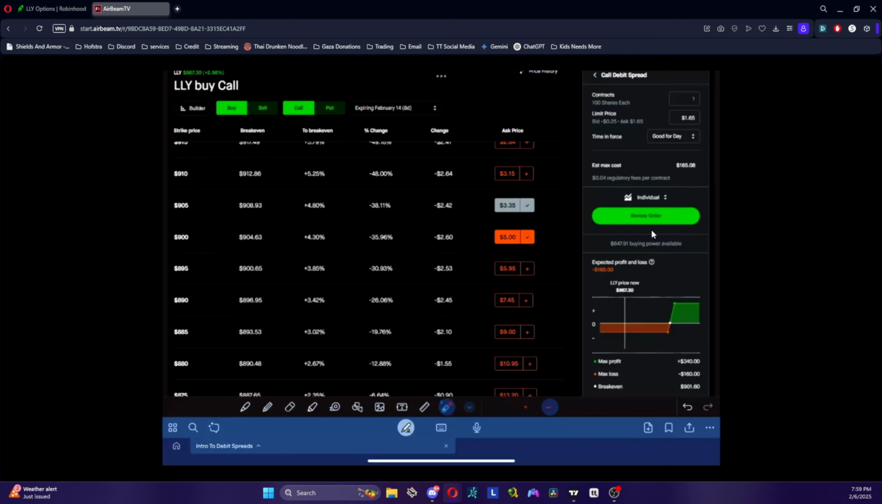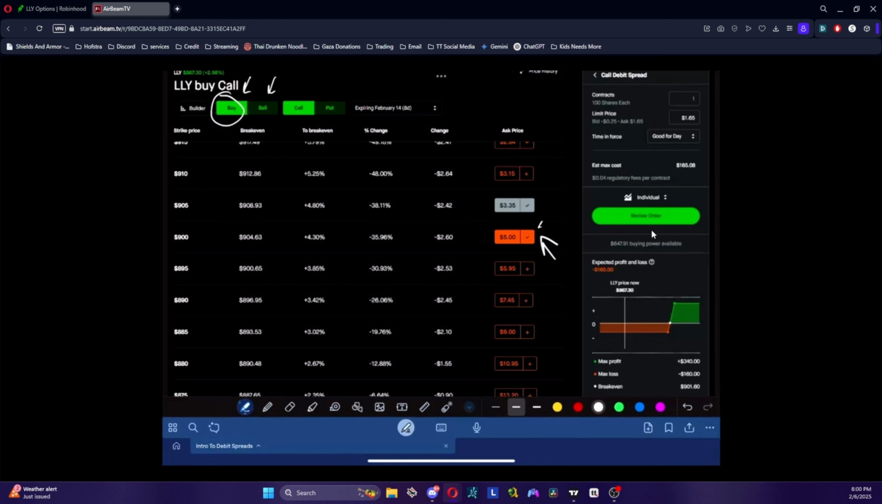Now you can see here on the top, on the desktop or the web version, and also on the mobile version, there's always going to be this tab called buy and sell. If you're trying to get into a debit spread, you have to make sure you're choosing the correct option when entering each contract. So when you're buying this option, for example, the 900 call, you need to make sure you're on the buy section and you're clicking this contract.